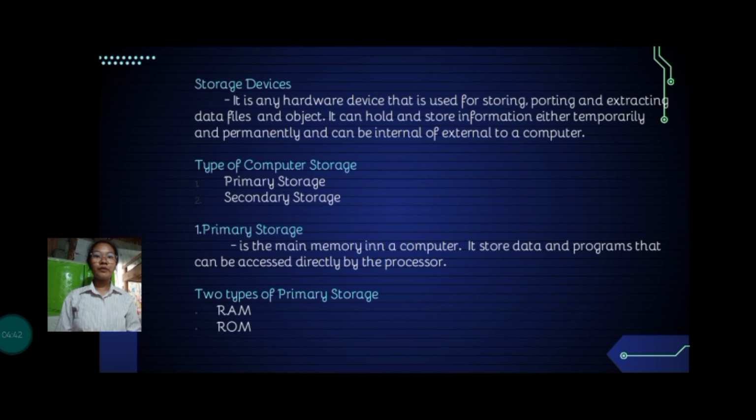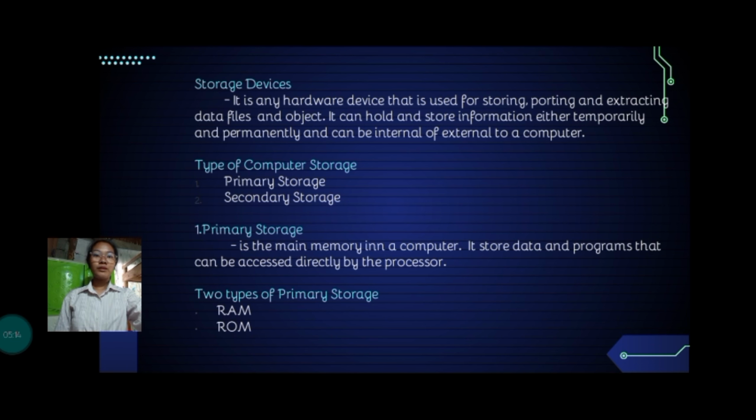A storage device is a hardware device that is used in storing, porting, and extracting data files and objects. And there are two types of computer storage: the primary storage and the secondary storage. The first computer storage is the primary storage. This primary storage is the main memory of a computer, and there are two types of primary storage: the RAM and the ROM.